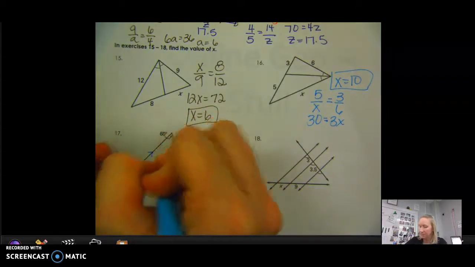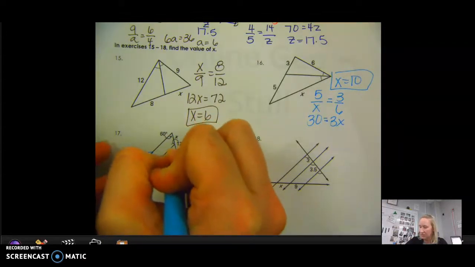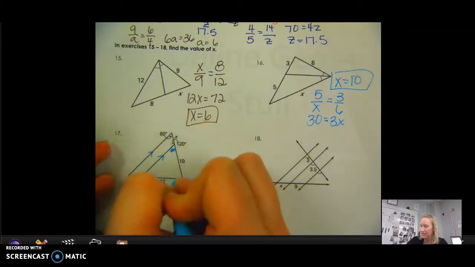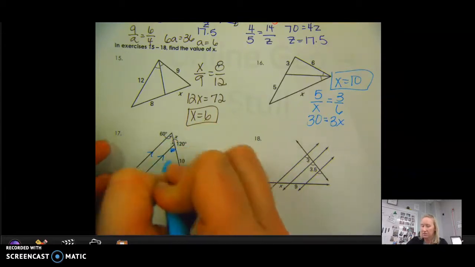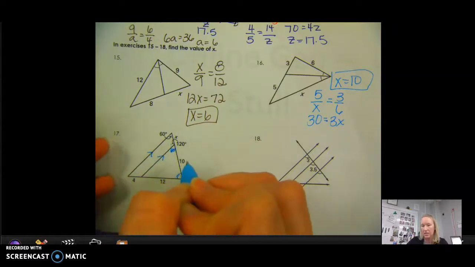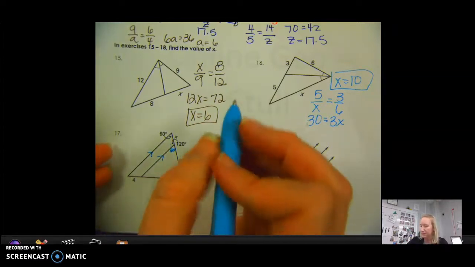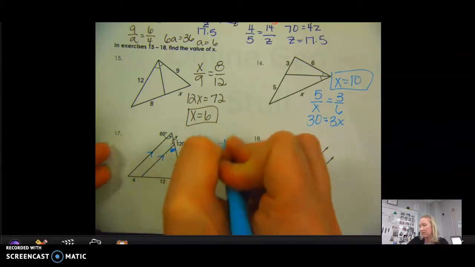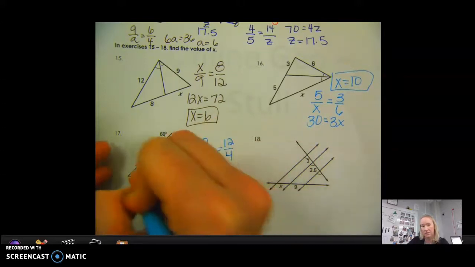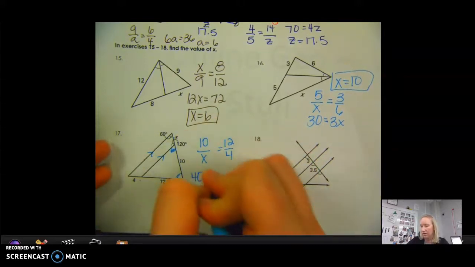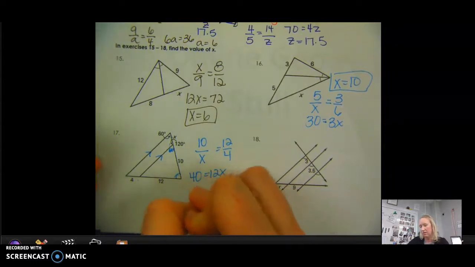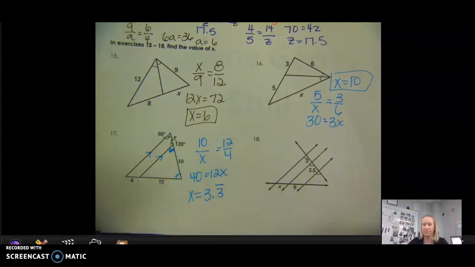These are parallel because if this is 60, this is 120, which would make this 60 because those two make a line, which is 180 degrees. And then this angle up here is congruent to itself, so by angle similarity, they are similar. So that means that I can set up the proportion of 10 over x equals 12 over 4. Piece over piece equals piece over piece. Cross multiply and 40 equals 12x. So 40 divided by 12 will give me 3 1/3, or 3.3 repeating.